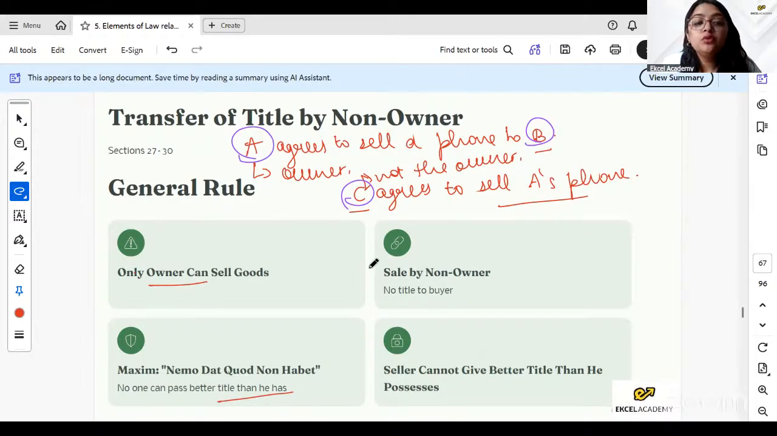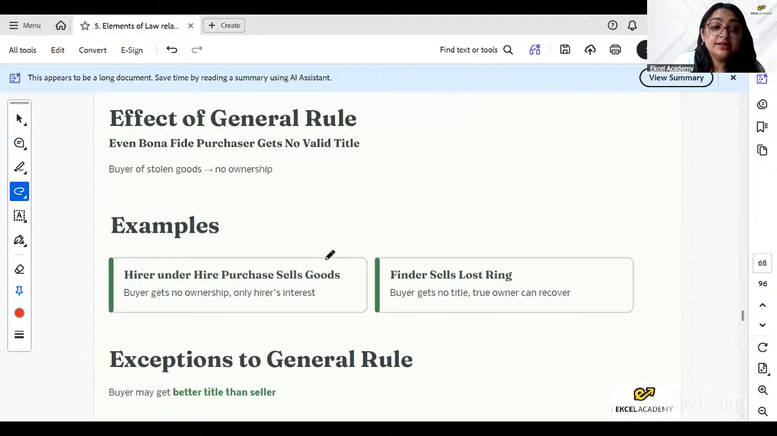You will be able to sell anything to another person if you own it. If you do not own it, you will not be able to sell it. And even if a person purchases it from you, believing that you are the owner, that person will not get a title. I hope you are clear with the concept, because next we'll be understanding the exceptions.